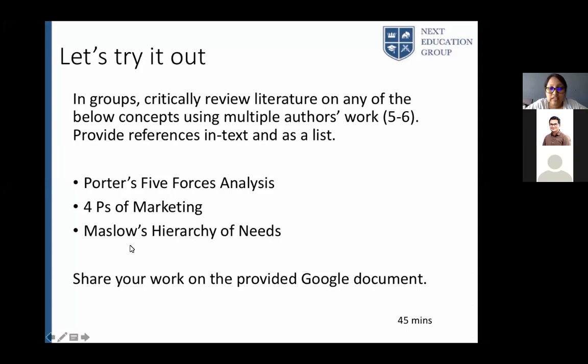So I have given 3 options for you. You can review literature on Porter's 5 force analysis. Some of you must know this as a marketing thing. Now don't think that you have to know about the model. If you know, it's fine. Otherwise, don't worry about it. Or you can review 4 P's of marketing. Or you can review Maslow's hierarchy of needs.